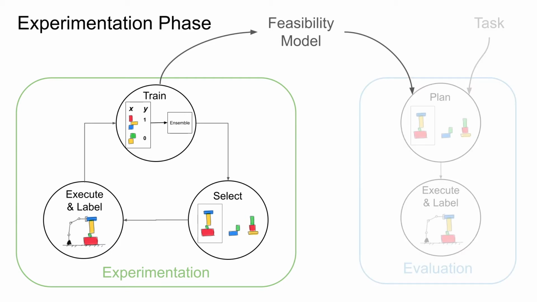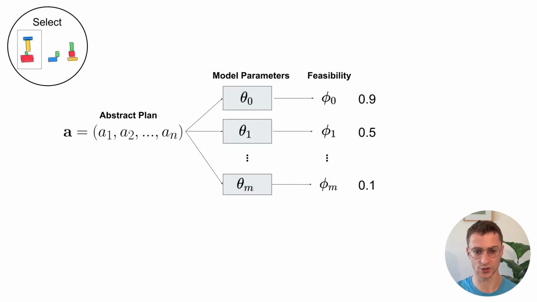During the experimentation phase, we take an information-theoretic active learning approach to minimize entropy over the feasibility model parameters. Specifically, in the selection phase, our objective is to choose plans whose execution trace would be informative about the feasibility model parameters. This approach requires a representation of model uncertainty, so we use an ensemble of graph neural networks to approximate a distribution over model parameters.